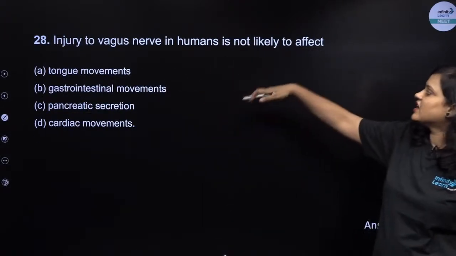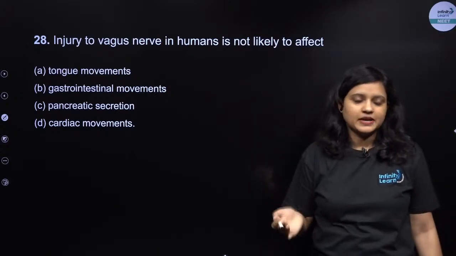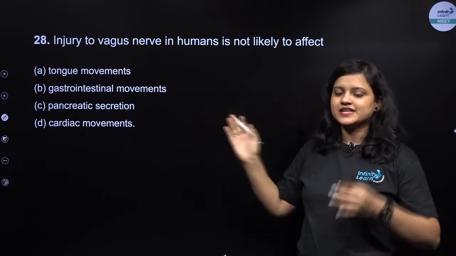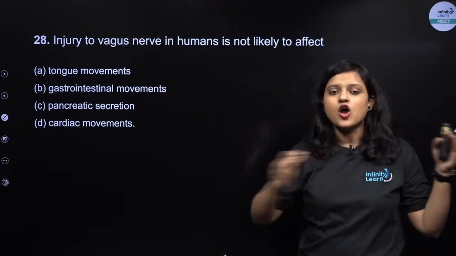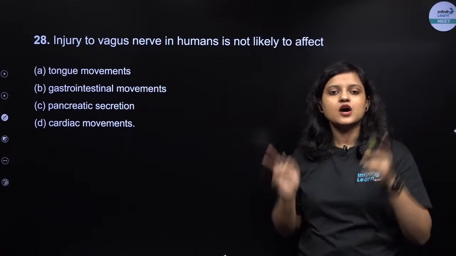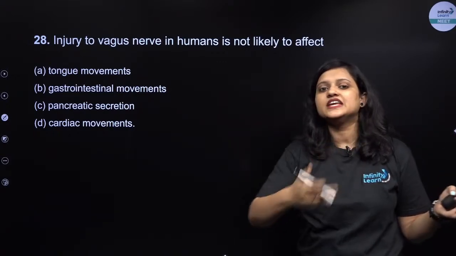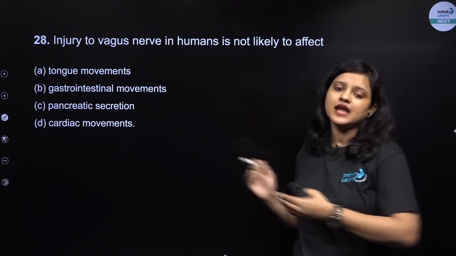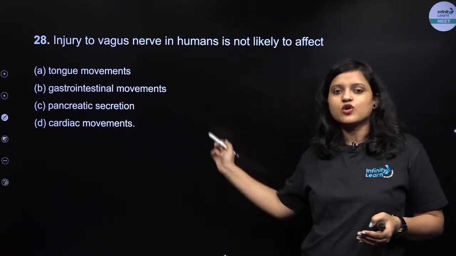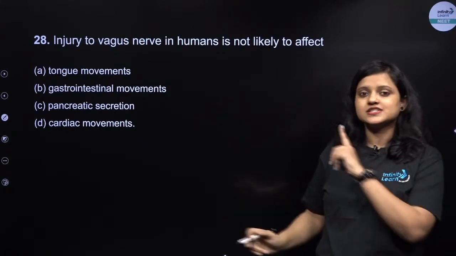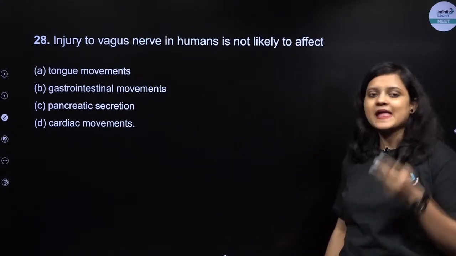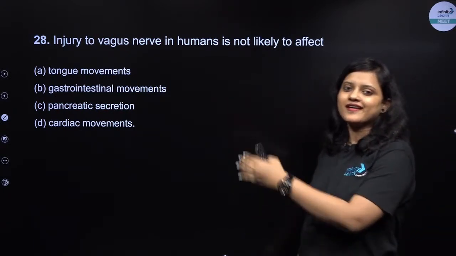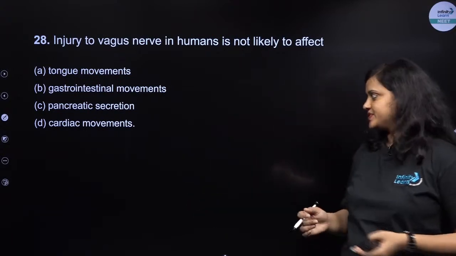Injury to vagus nerve in humans is not likely to affect. First, let's understand what the vagus nerve is. Vagus nerve is a cranial nerve. It is the longest cranial nerve and it is the only cranial nerve that will leave your head and neck region and reach your thorax and abdominal region. That is why it is also called the wanderer nerve, because it is the longest nerve. Okay, this nerve will leave the head neck region and reach your abdominal region and thoracic region.